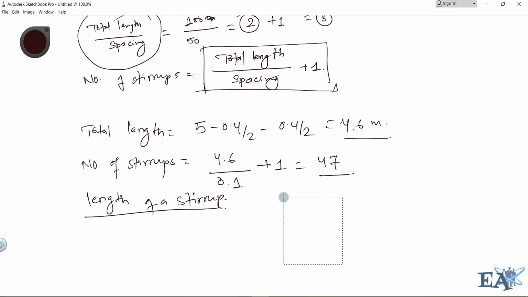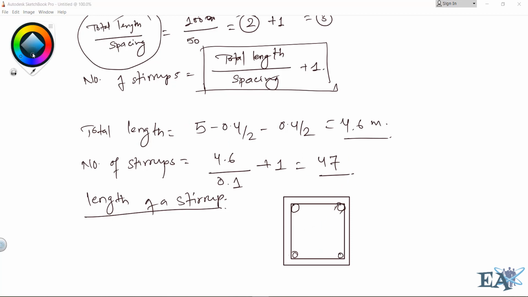Let me draw a beam, so it must be something like this, and let me draw the stirrups. This is the beam and these are our stirrups, and these are our 16 mm bars and these are our 12 mm bars. Now I'll change the color. This depth we got as 400 mm, and this we got as 230 mm.